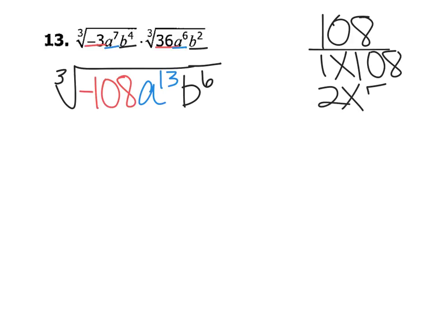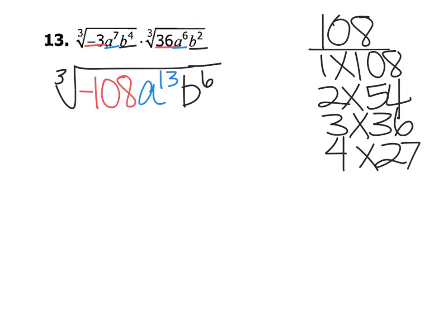2 times 54, not perfect cubes. 3 times 36, 36 is a perfect square, but not a perfect cube. 4 times 27, let's see, 27 is a perfect cube. So there's our winning factors.